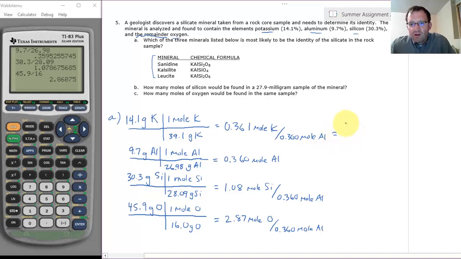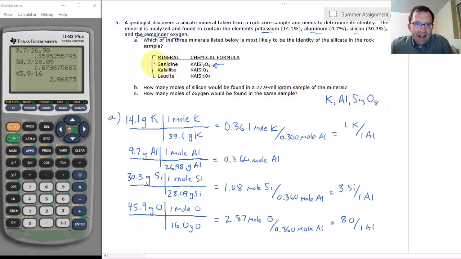Now, we already saw this one's more or less a 1-to-1 ratio, 1 potassium for 1 aluminum, right? If we do the division on this one, we're going to find this is a 3-to-1 ratio, 3 silicons for every 1 aluminum. And you might look at your choices and recognize right away that's pointing us toward this first option, which has 3 silicons for every 1 aluminum. And if we finish that out, we're going to find down here that this ratio comes out at 8-to-1. So 8 oxygens for every 1 aluminum. And in fact, the formula that would give us then is K1, Al1, Si3O8, and sure enough, that's sanidine.